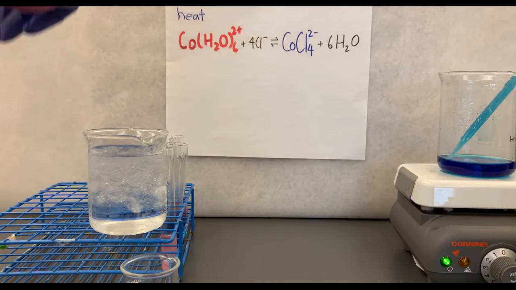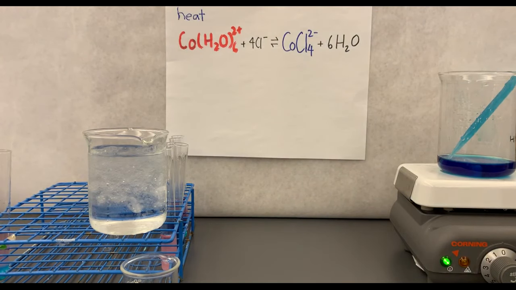All right, very good. So for test tube number 3, in that second box, you're going to write it was pink. Now it's blue, and the reason is because adding calcium chloride shifts the reaction to the right because you are adding chloride as a reactant.